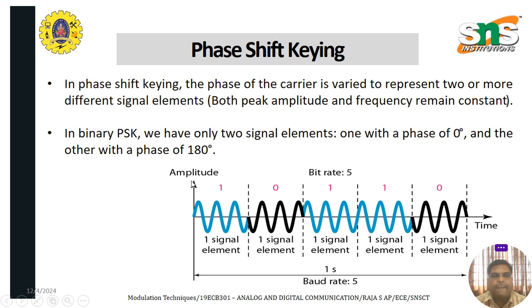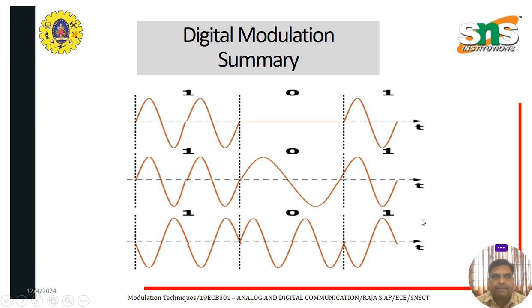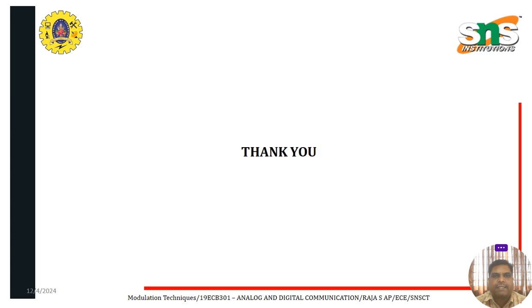In phase shift keying, the phase of the carrier is varied to represent two or more different signal elements. Here both peak amplitude and frequency remain constant. In binary PSK, we have only two signal elements, one with the phase of 0 and another with the phase of 180. If the data is 1, it starts from 0 degrees. If the data is 0, then it has a phase of 180. So 1 means 0, 0 means 180. This shows the example of ASK, FSK and PSK.